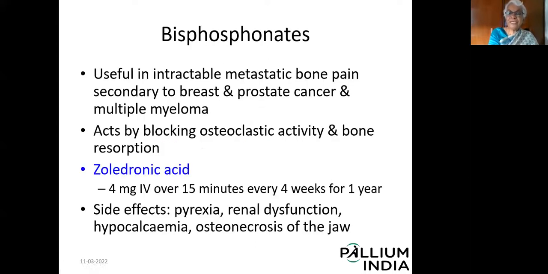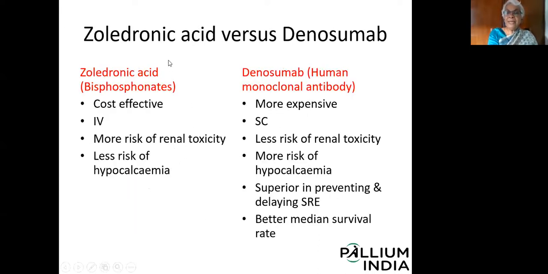Now, bisphosphonates are very useful in treatment of intractable metastatic bone pain. They act, like I said, by blocking the osteoclastic activity and bone resorption. Zoledronic acid is given in a dose of 4 mg IV over 15 minutes every 4 weeks for 1 year. The side effects of zoledronic acid include pyrexia, renal dysfunction, hypocalcemia, and a dreaded complication called osteonecrosis of the jaw.